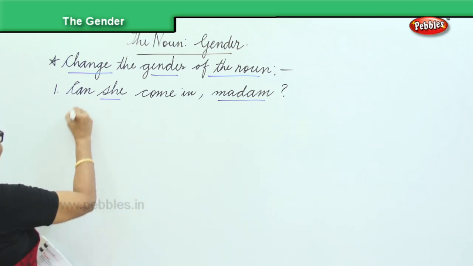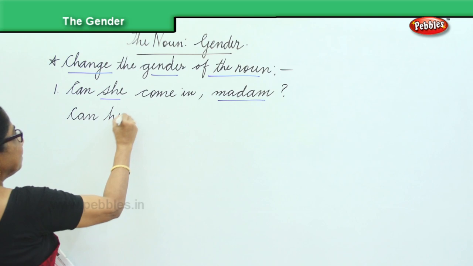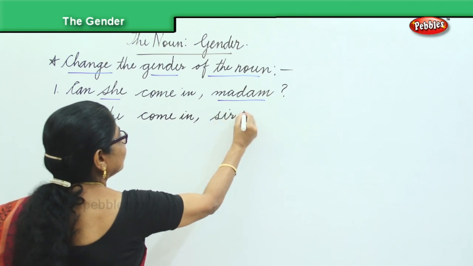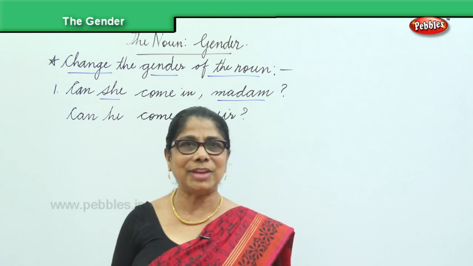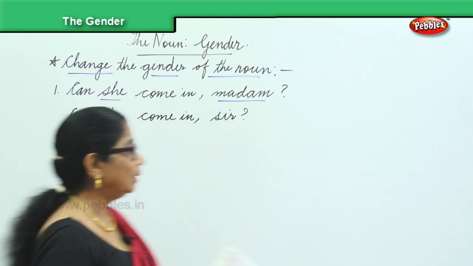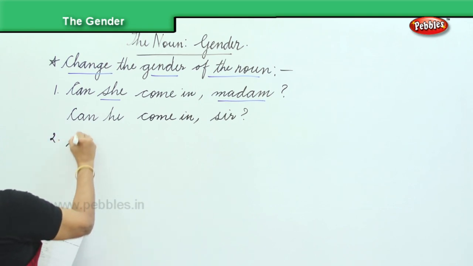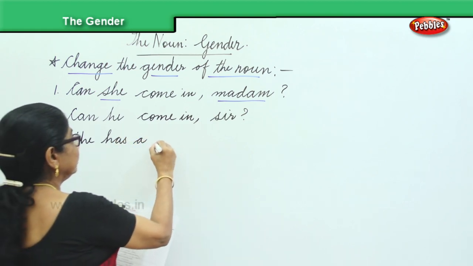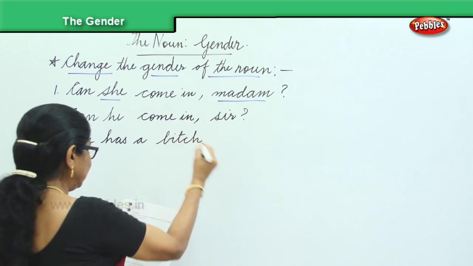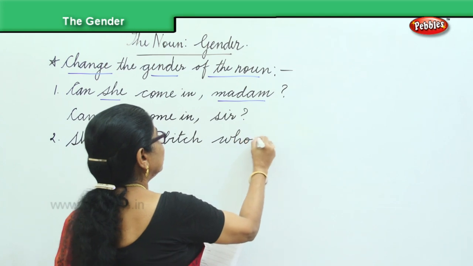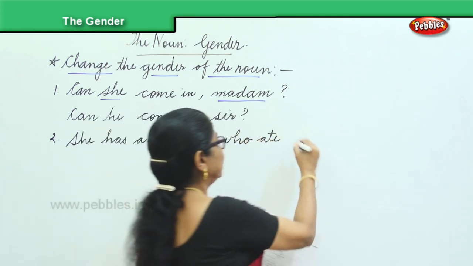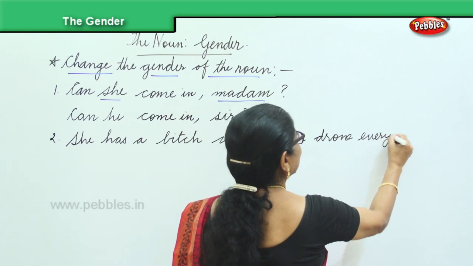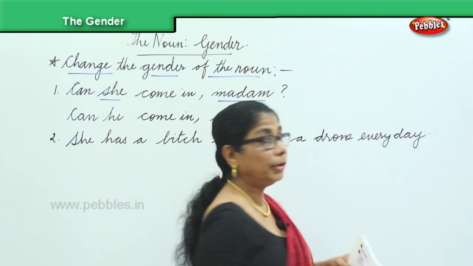So how will you write this? Can he come in, sir? Okay? We're learning to change the gender. Okay. Another one. Second one. She has a bitch who ate a drone every day. Now here we got to be careful.